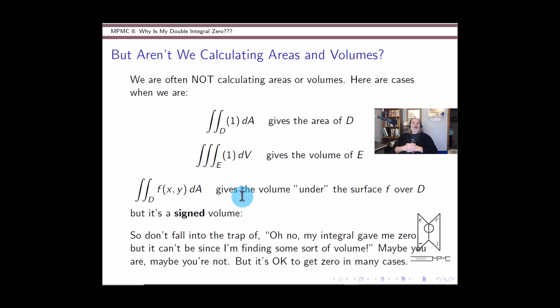Surface above the xy plane contributes positive, surface below the xy plane contributes negative. It can balance out to be 0, just like that integral from 0 to 2 pi of sine of x case that kicked this whole thing off. So the main moral of this whole story is don't fall into that trap of, oh no, I did all this work for a double integral or a triple integral and I got 0. What did I screw up? Maybe you did everything exactly right.